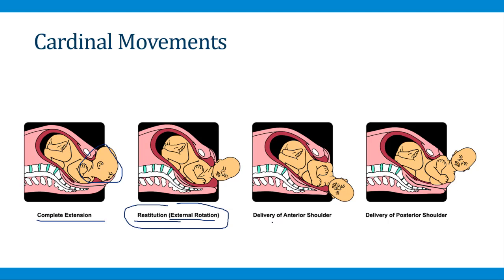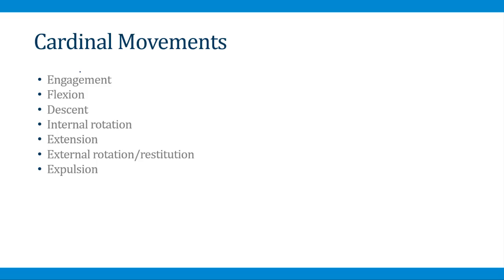And then after restitution, there's delivery of the shoulders. The anterior shoulder is delivered first, followed by the posterior shoulder. And then once the shoulders are out, there's a rapid expulsion of the baby from the womb. And so here's a summary slide of the 7 cardinal movements. It begins with engagement, followed by flexion, descent, internal rotation and extension, then external rotation or restitution, and lastly there is expulsion. And that concludes our first module on labor and delivery.